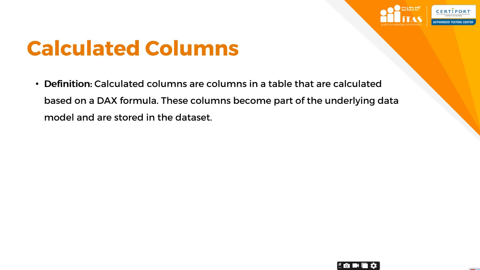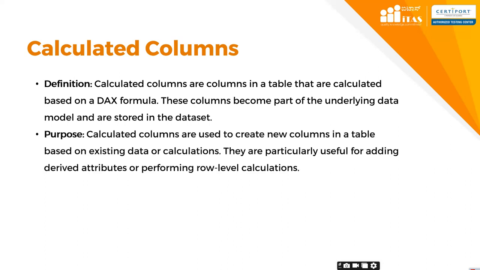These columns become part of the underlying data model and are stored in the data set. Okay, that means there is a new column which is getting created and that will be stored in the data. That is the table. What is the purpose of it? The purpose of it is, calculated columns are used to create new columns in a table based on existing data or calculations. So if you want some calculations, I can go here, I can do that. They are particularly useful for adding derived attributes or performing row level calculations.